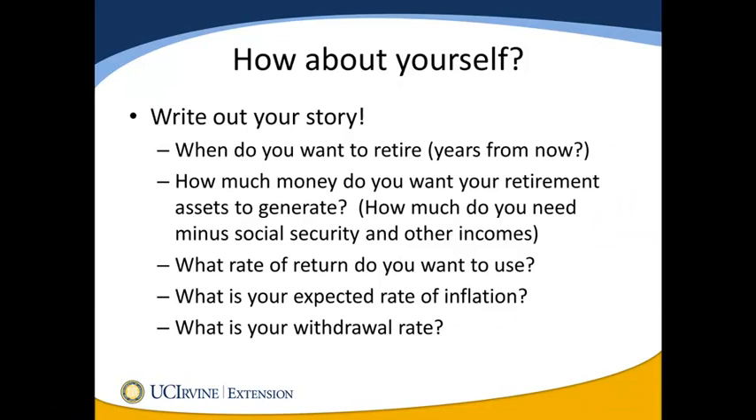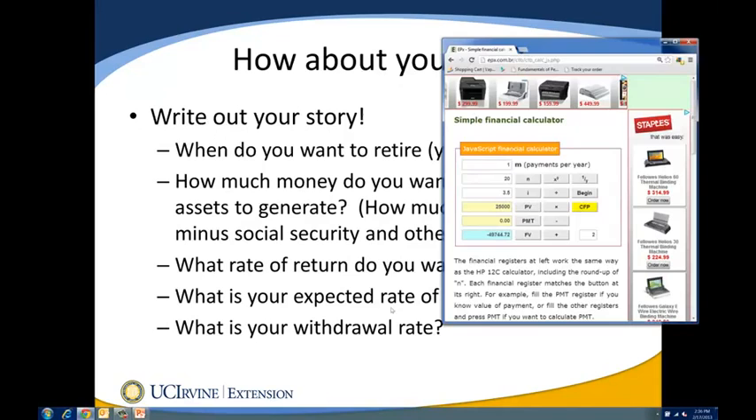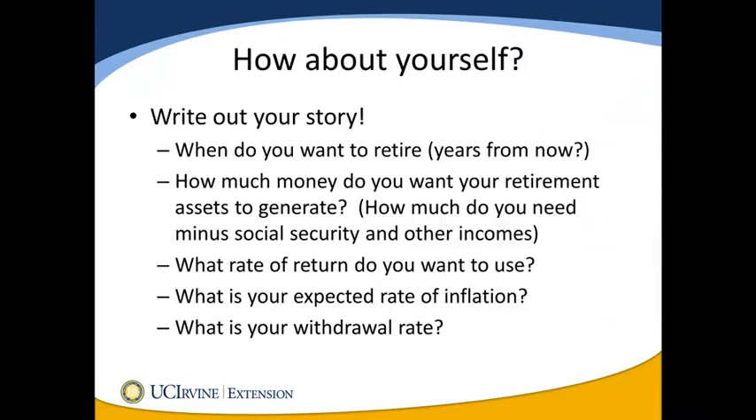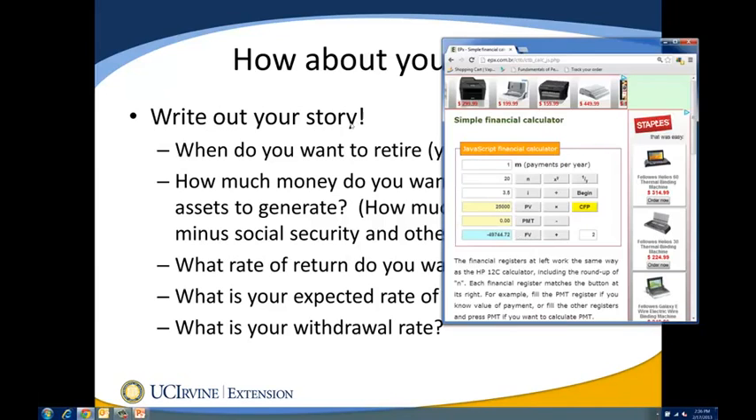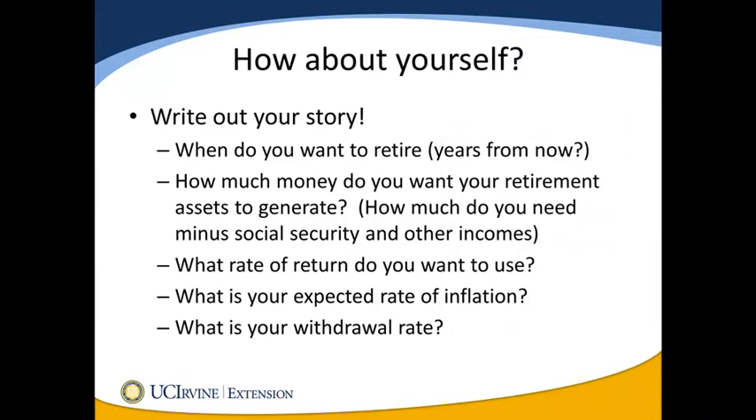So, like I said, write out your own story. You can probably compare it to either the example for Robert or Mary and Steve, and then from there, again, use this calculator to kind of drive your answers, figure out what your numbers are. What you'll want to do is figure out when you want to retire, and that just goes into your end box when you're figuring out inflation. How much money do you want in your retirement? How much money do you want your retirement assets to generate?